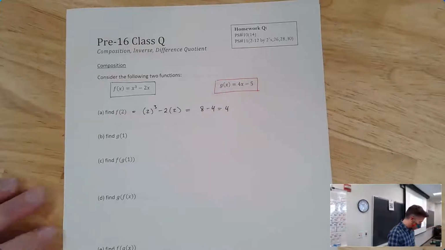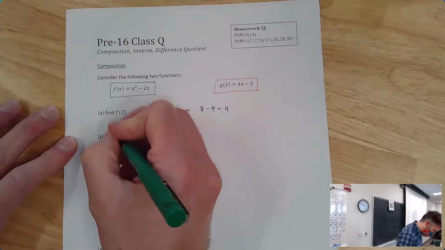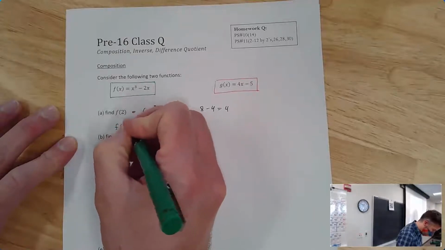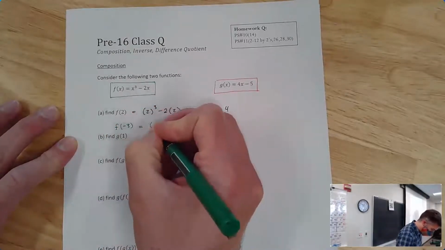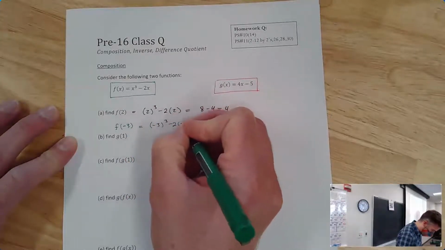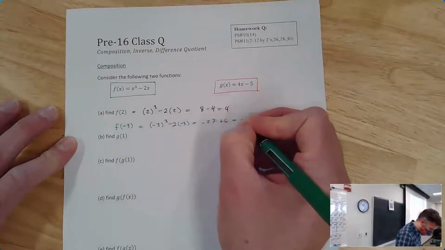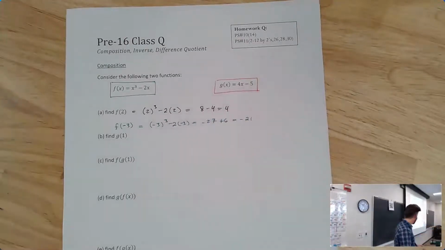is 4. And just to add to this, if I wanted to find, say, f of negative 3, that would be negative 3 cubed minus 2 times negative 3, which would be negative 27 plus 6, which is negative 21.